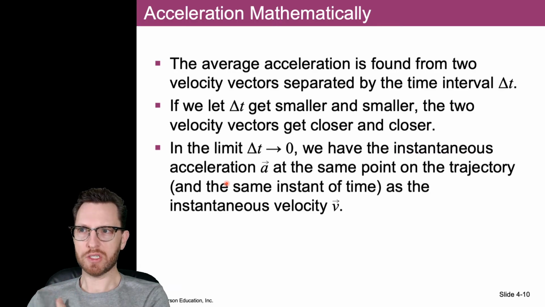So the average acceleration is found from those two velocity vectors separated by some time interval t. If we want to get to the instantaneous acceleration, we do the same thing we did for the velocity. We shrink delta t to smaller and smaller values until delta t goes to 0, and the result is an instantaneous acceleration at the same point on the trajectory as the instantaneous velocity measured.